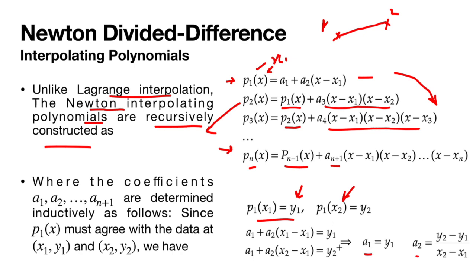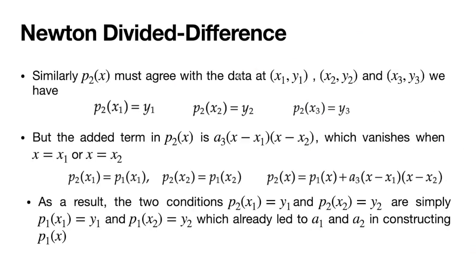Because we know this will be true, we put x1 in the first order polynomial, and we get this equation, which must be equal to y1. Similarly, when we put x2 here, this must be equal to y2. After solving these equations, we get a1 equal to y1, and a2 equal to y2 minus y1 over x2 minus x1. So this was the first degree Newton divided difference polynomial.